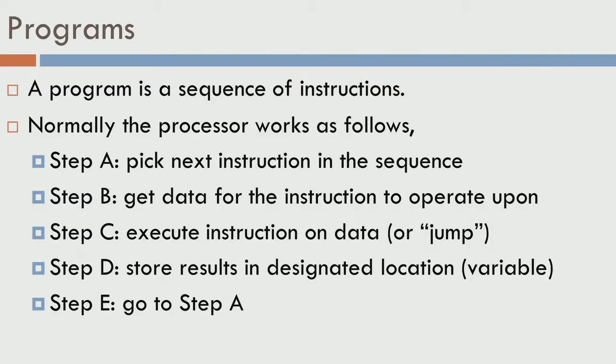Let us look at the program. A program is a sequence of instructions. Normally the processor works in the following sequence of steps. Step A is pick the next instruction in the sequence. Step B is get the data required for the instruction to operate upon. Step C is execute the instruction on the data. If it is star, you multiply, if it is plus you add, and so on. Step D is take the result and store it back somewhere. It could be a memory location or some internal storage, like 4 and 6 were stored in our steps. Finally, go back to step A, look for the next instruction, and so on.